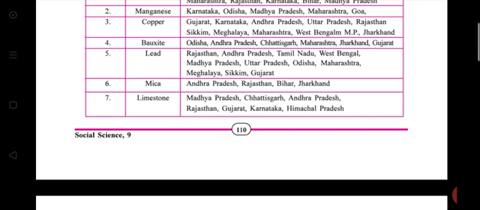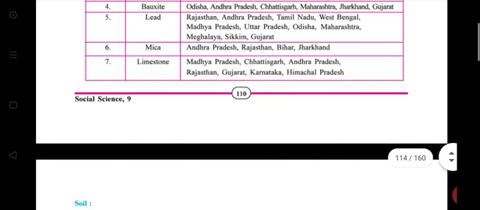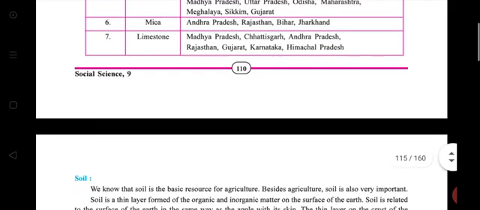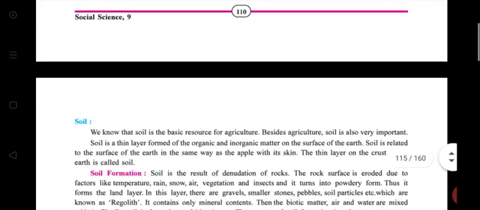Then lead, Rajasthan, Andhra Pradesh, Tamil Nadu, West Bengal, Madhya Pradesh, Uttar Pradesh, Odisha, Maharashtra, Meghalaya, Sikkim and Gujarat. Then mica, Andhra Pradesh, Rajasthan, Bihar, Jharkhand. Then limestone, Madhya Pradesh, Chhattisgarh, Andhra Pradesh, Rajasthan, Gujarat, Karnataka, Himachal Pradesh. Clear? Good.